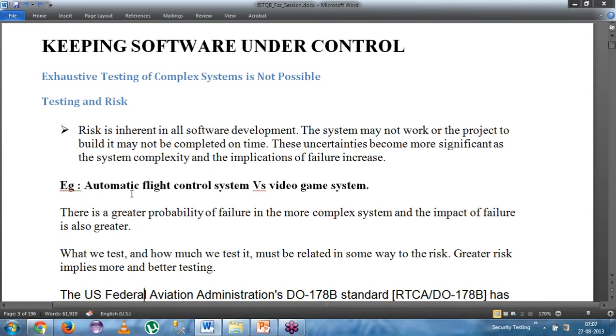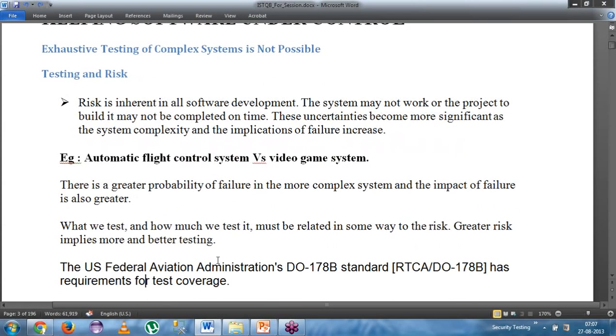For that matter, the US Federal Aviation has its standards for test coverage. A greater risk implies more and better testing. This is what we need to do. If the risk is more, the impact is more, and the probability of failure would be more. So we need to ensure that we are concentrating on this factor right from the beginning of the testing lifecycle. Okay, team, please put in your questions if you have any.